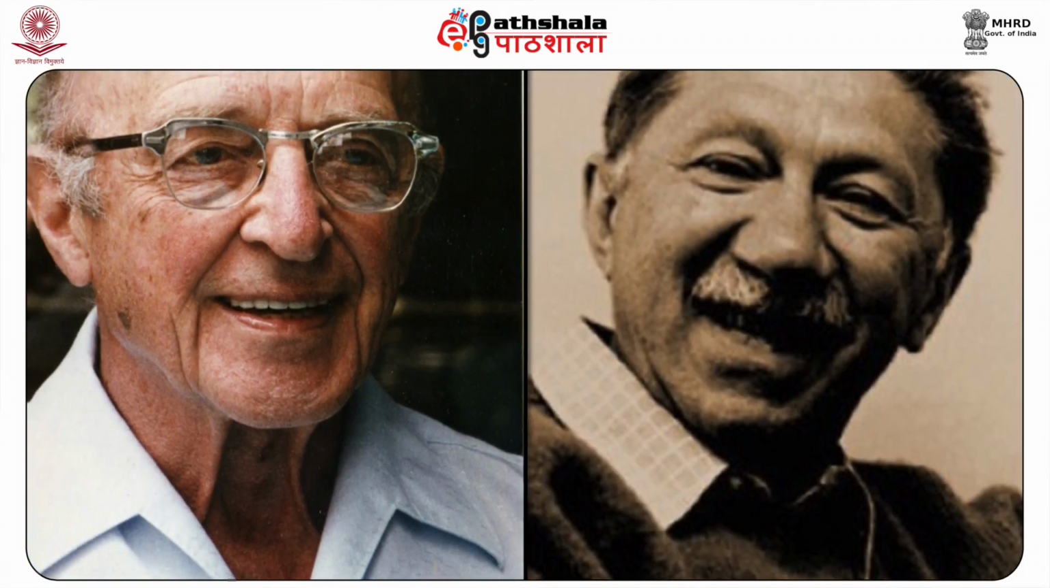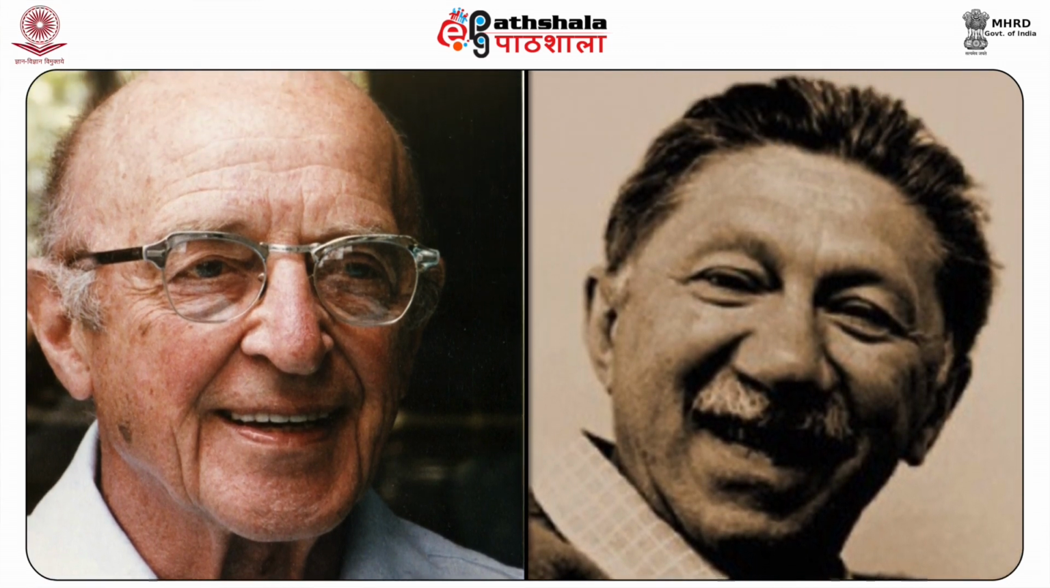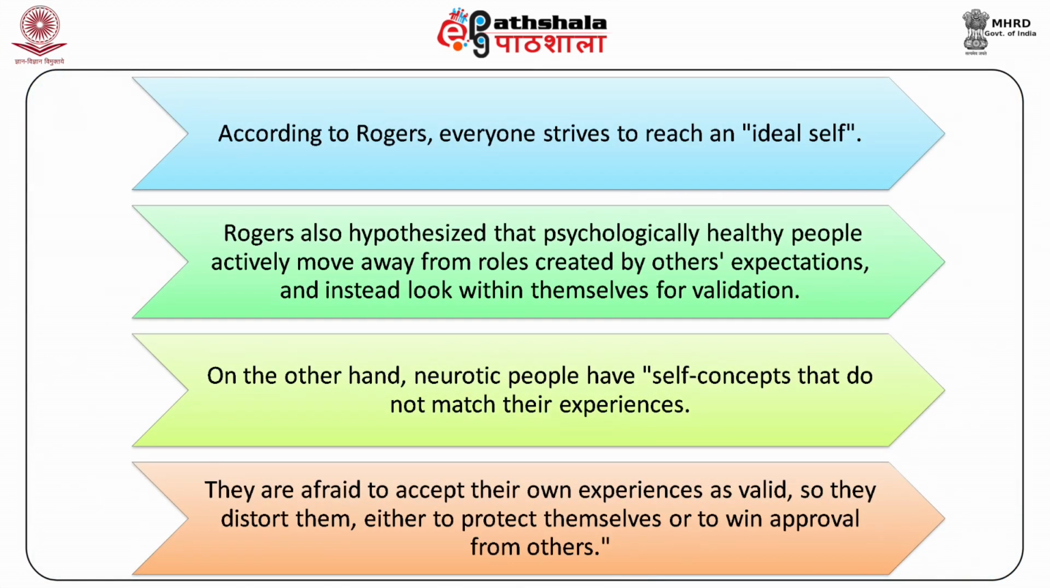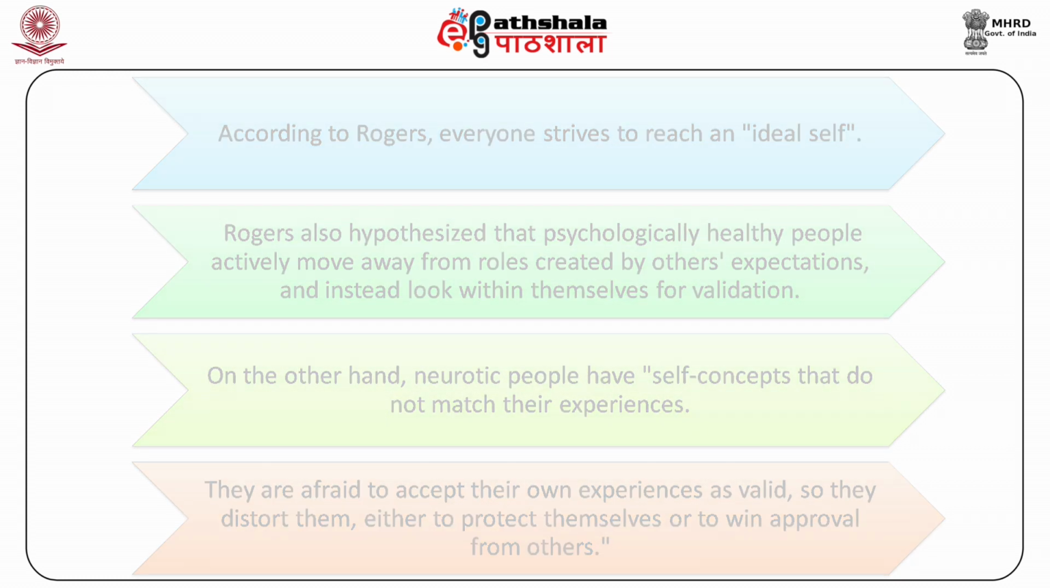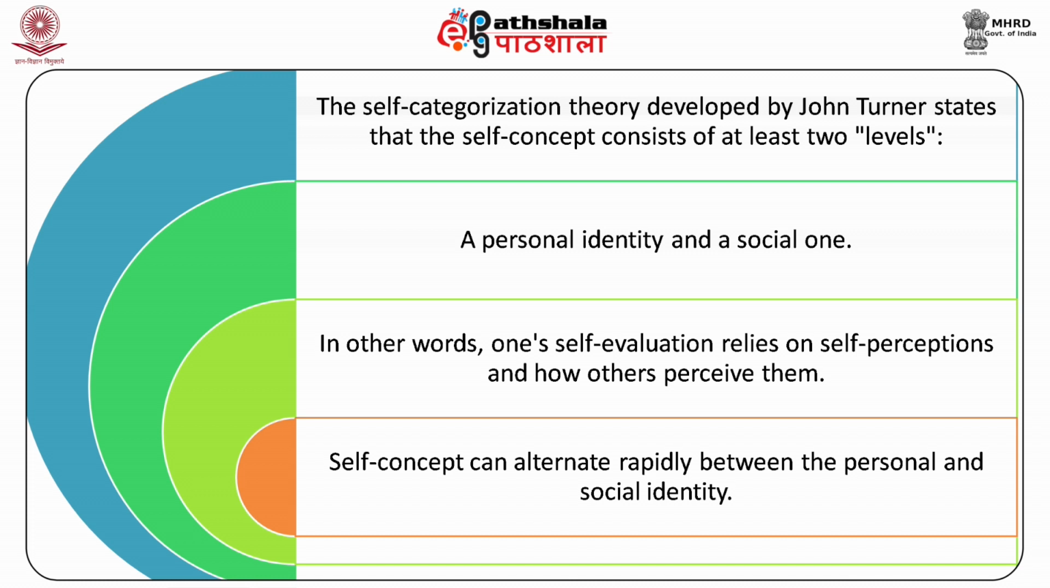Psychologists Carl Rogers and Abraham Maslow were the first to identify the notion of self-concept. According to Rogers, everyone strives to reach an ideal self. He hypothesized that psychologically healthy people actively move away from the roles created by others' expectations, and instead they look within themselves for validation. On the other hand, neurotic people have self-concepts that do not match their experiences. They are afraid to accept their own experiences as valid, so they distort them, either to protect themselves or to win approval from others.